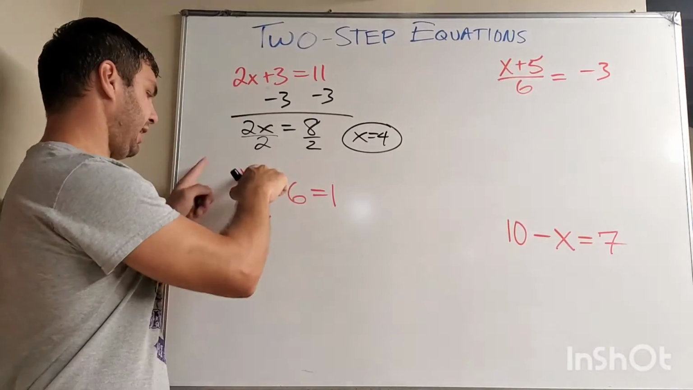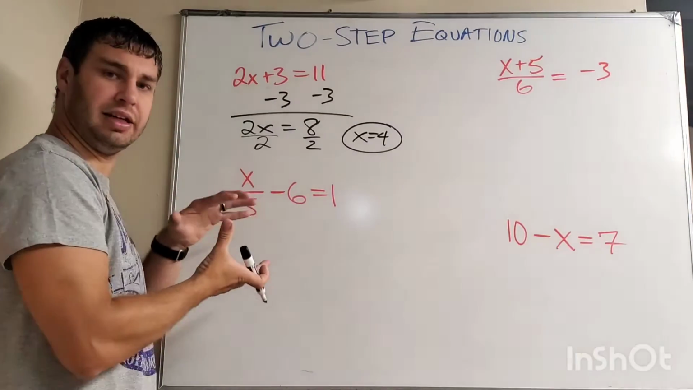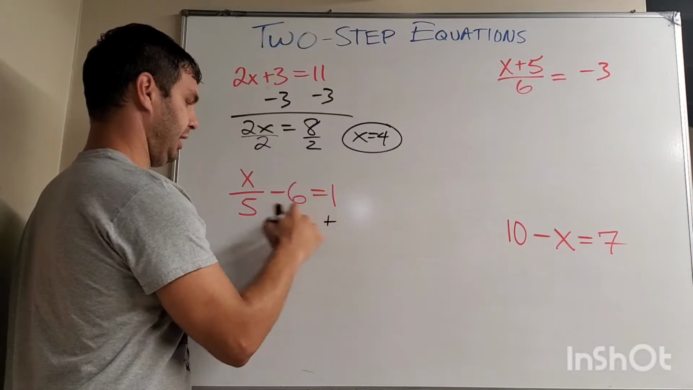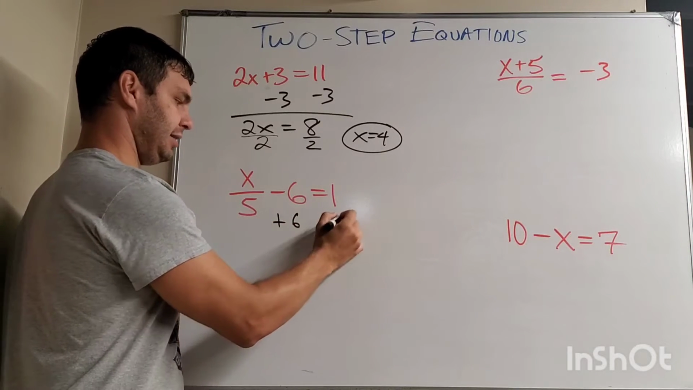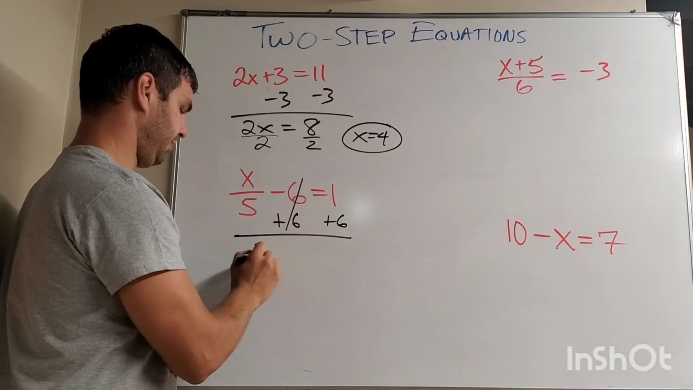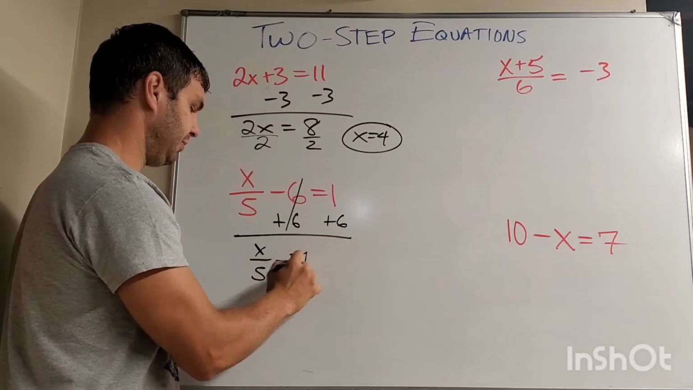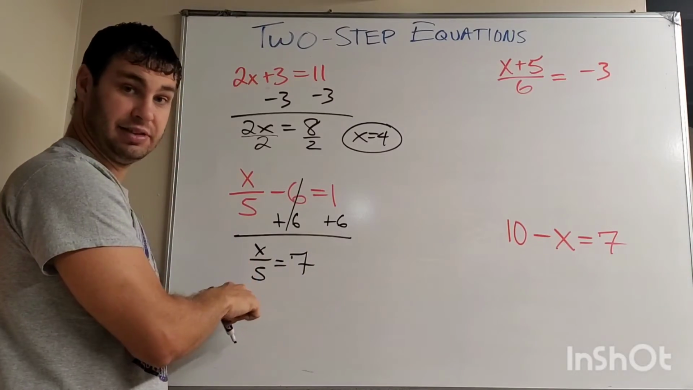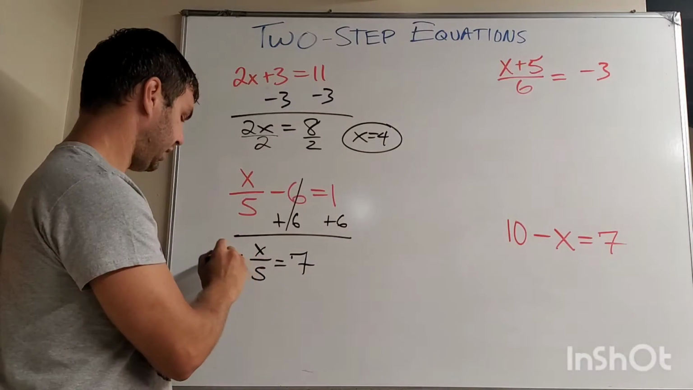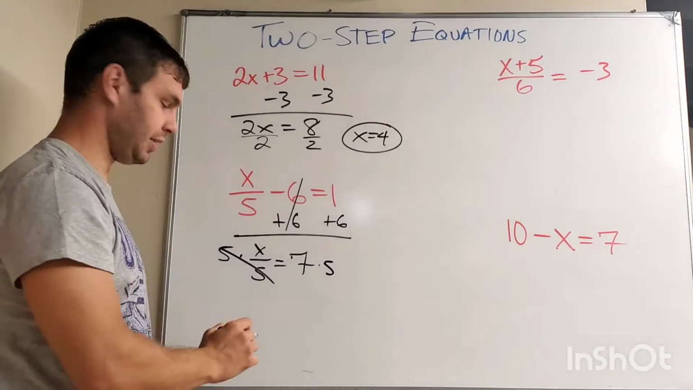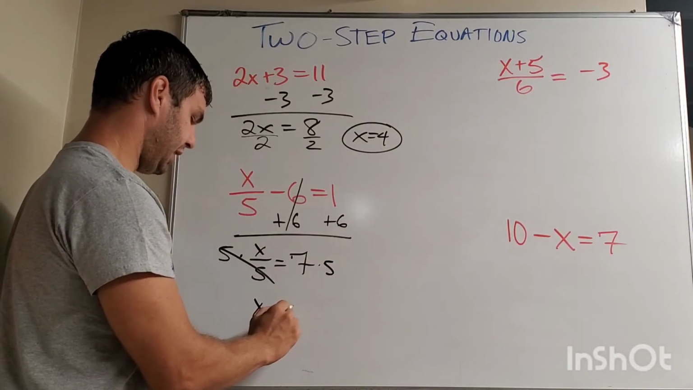Well, again, this x divided by 5, I kind of call that glued together. So let's move the negative 6 over first. Again, negative 6, we can move it by adding 6. Those cancel. x divided by 5 now equals 1 plus 6, which is 7. And then x divided by 5, to undo division, we have to multiply both sides by 5. So on the left side, they cancel. And on the right side, 7 times 5 is 35.